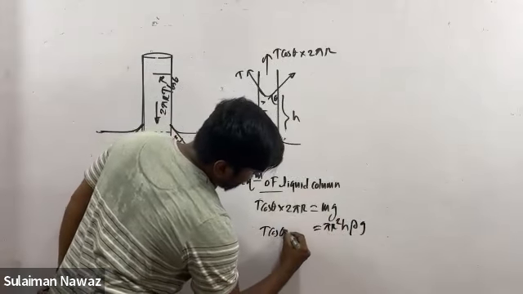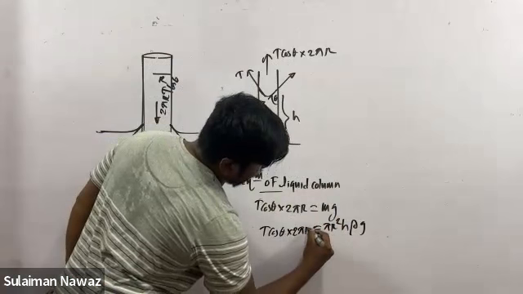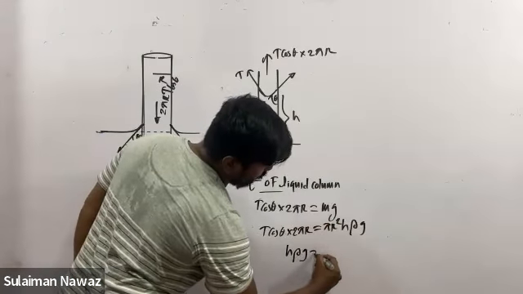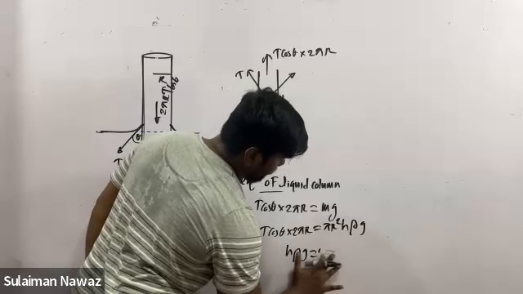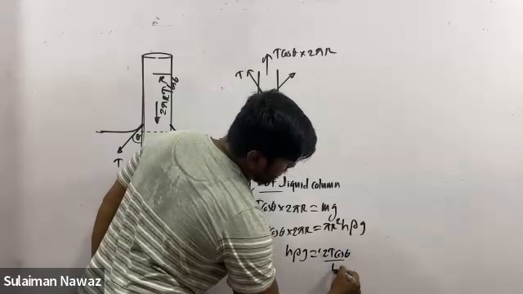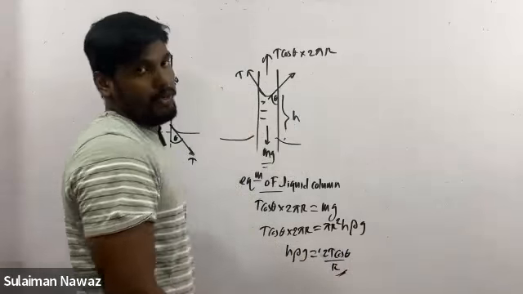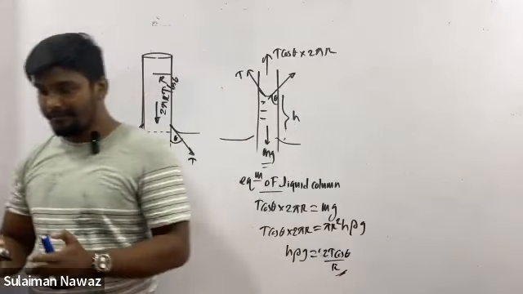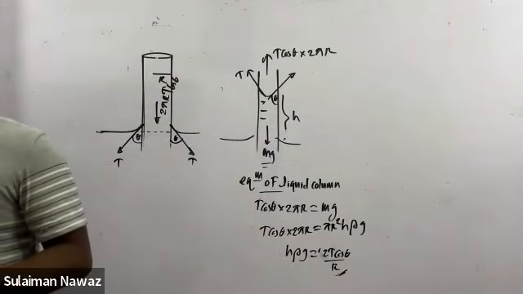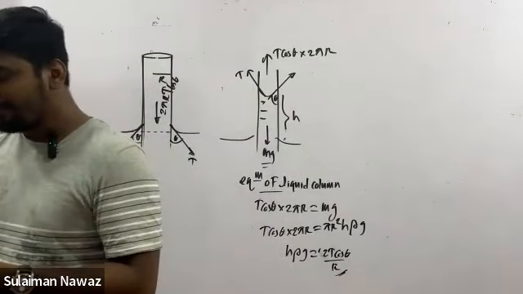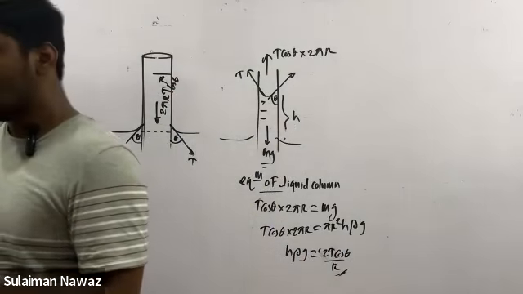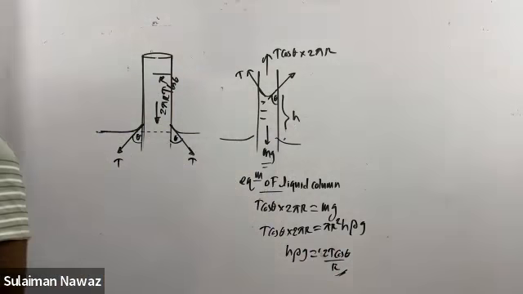T cos theta into 2 pi capital R. When you simplify this, you will obtain the same equation again: H rho g equals 2T cos theta over capital R. I hope you guys understand. Right? Okay, then that's the main idea behind this.